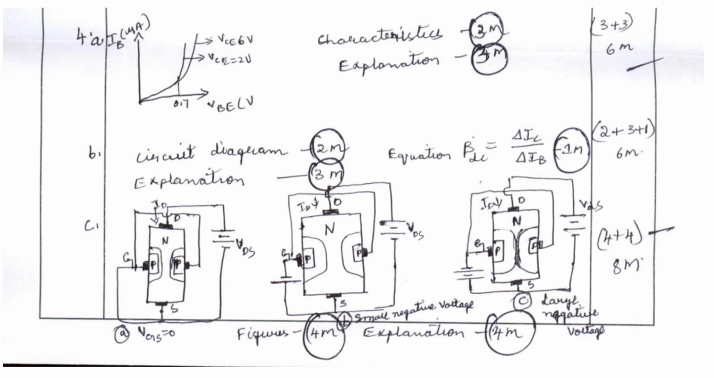C question was N channel JFET. So you will be drawing the N channel JFET circuit. So all these figures carry 4 marks, but the explanation carries another 4 marks. So totally it is of 8 marks.